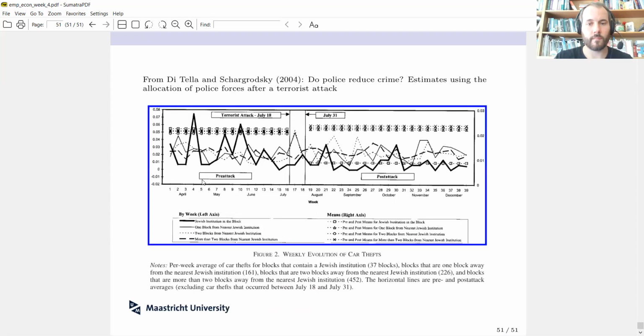And the final example, and here, this is just pure chaos. This is actually the paper that you will most likely discuss in the next tutorial. This is about the effect of a terrorist attack on crime, because the terrorist attack induces more police, which may have an effect on crime. That's what they analyze.